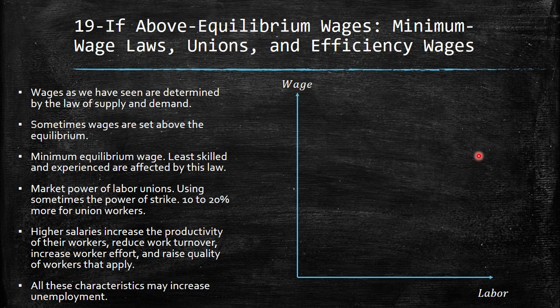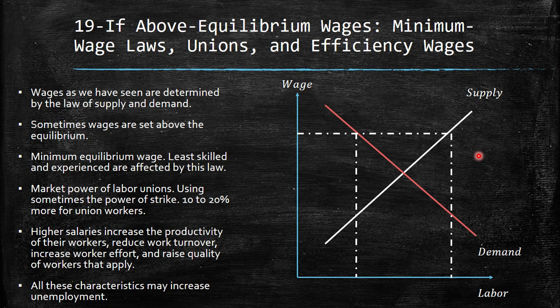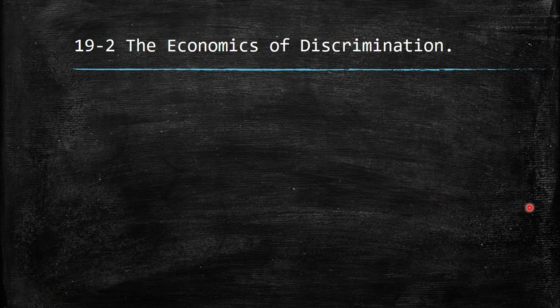This is the situation of the wage on the y-axis as the price, labor as the quantity. Here we have the supply and the demand, and this is the minimum wage. Naturally, the labor demanded compared with the labor supplied is different. So this difference is what we call unemployment.